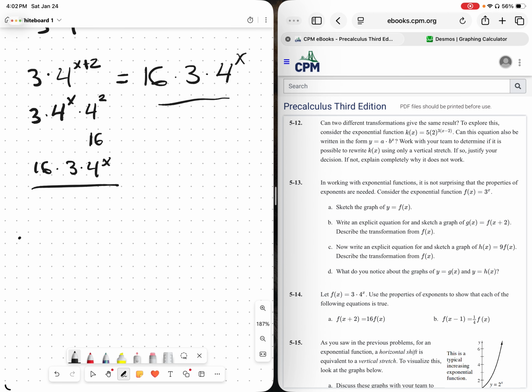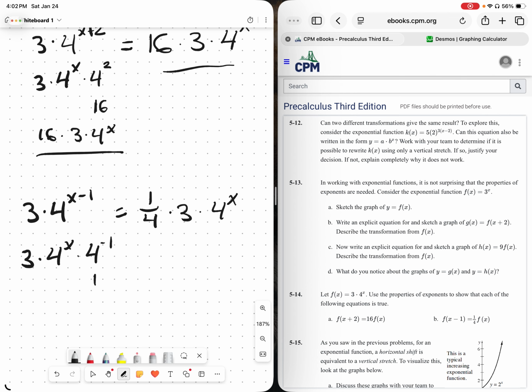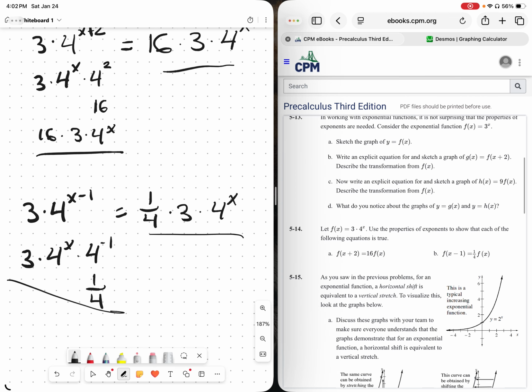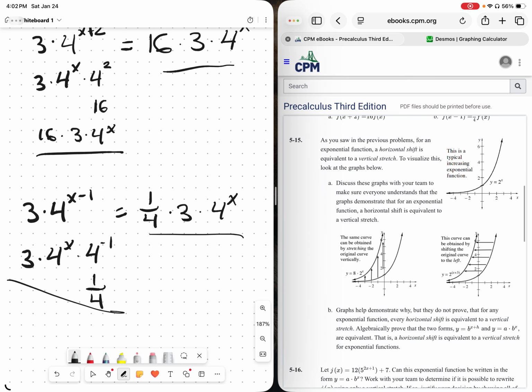Same transformations. Let's look at b. Same deal: 3 times 4 to the x minus 1 equals 1/4 times 3 times 4 to the x. This would be 3 times 4 to the x times 4 to the negative 1, and 4 to the negative 1 is 1/4, which again gets us the same deal. So 15 just explains this. As you saw in the previous problems, for an exponential function, a horizontal shift is equivalent to a vertical stretch. That's how that works.